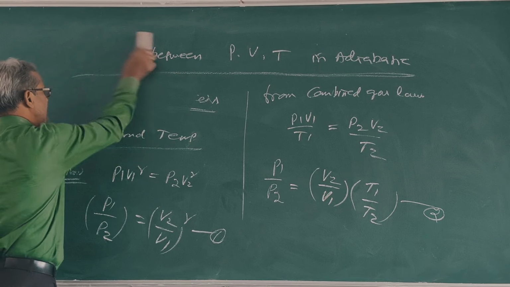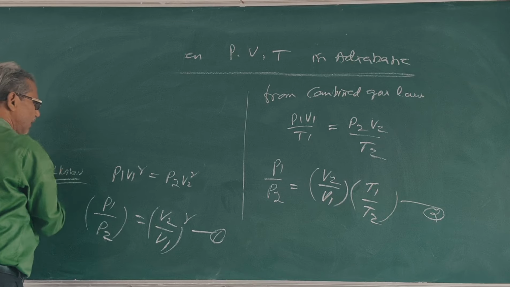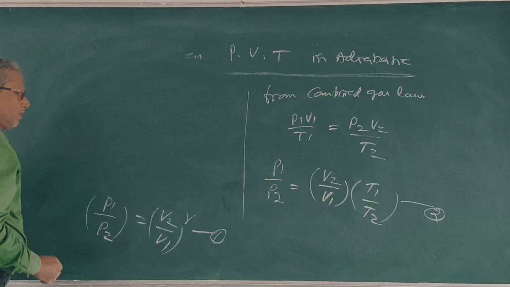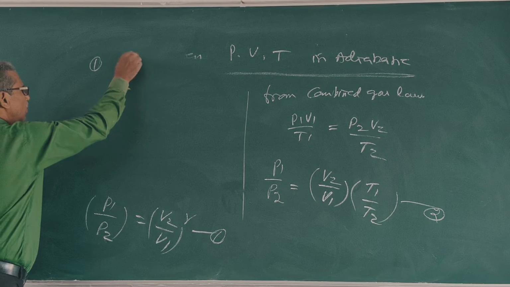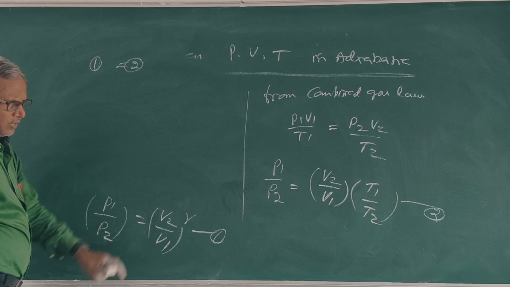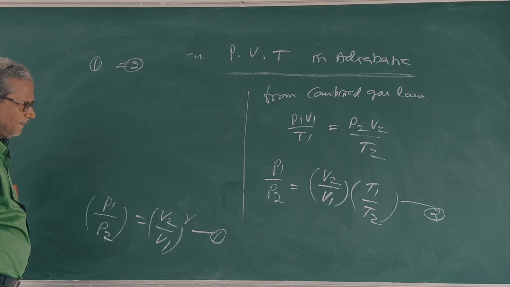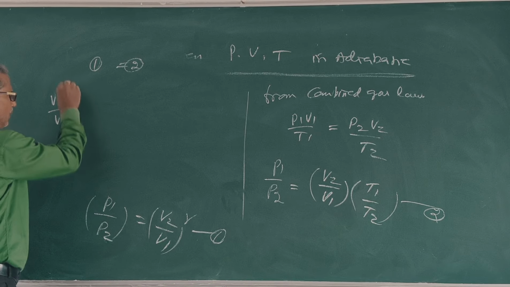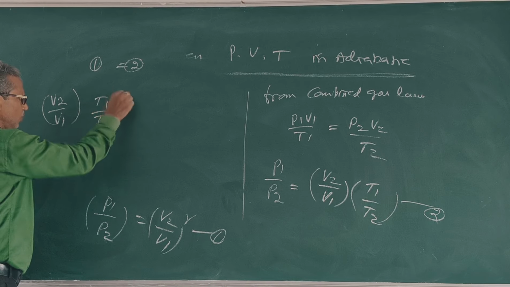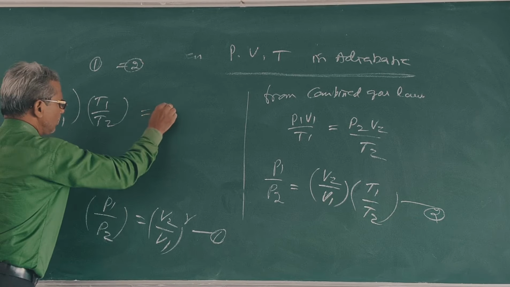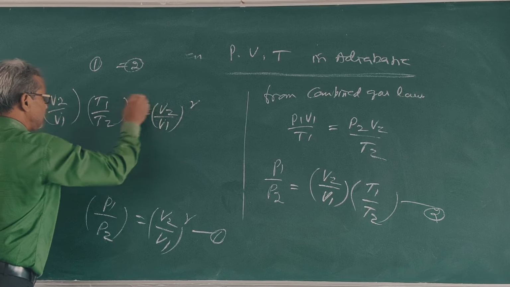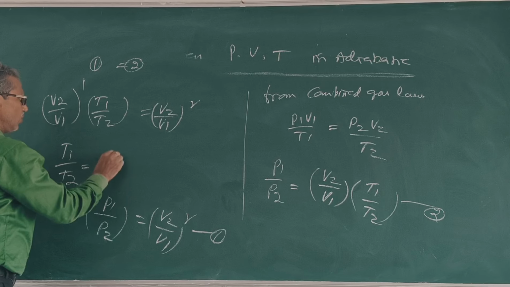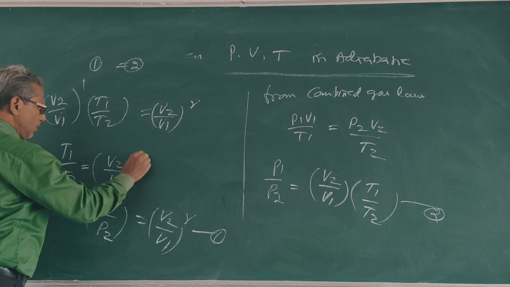Equating equation 1 and 2. Left side equal, so right side equal. Now V2 by V1 into T1 by T2 is equal to V2 by V1 to the power of gamma. This is power 1. Clear? So T1 by T2 is equal to V2 by V1 to the power of gamma minus 1.